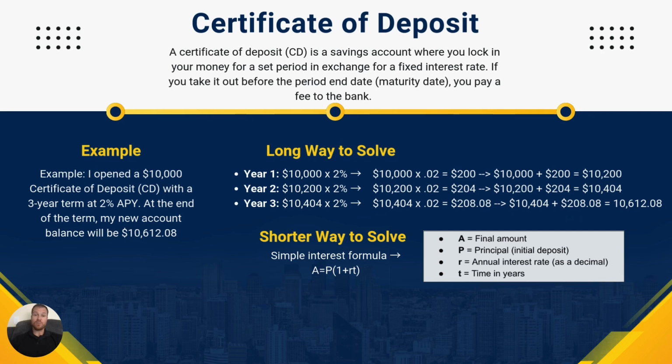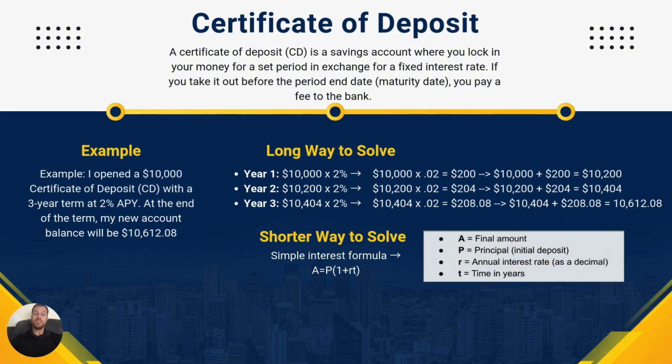Maturity is the date that you and the bank agree upon. It could be a year, 6 months, 2 years, 3 years, 5 years, or more, or even less. Depending on the bank and where the market is at that time, the interest rate will vary. I give students an example problem. I was to open up a certificate of deposit with $10,000 and it had a 3-year term with a 2% interest rate. At the end of the term, my new account balance is going to be $10,612.08. I show them how to solve it the long way, line by line, year by year.